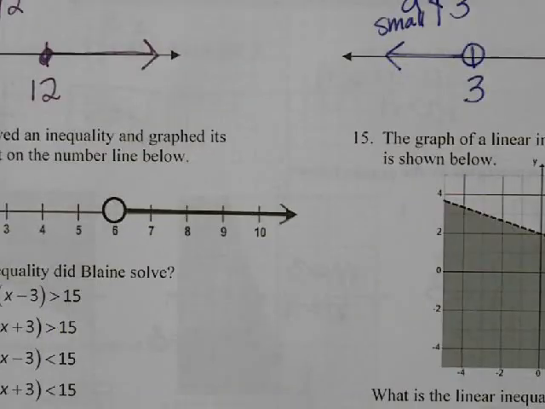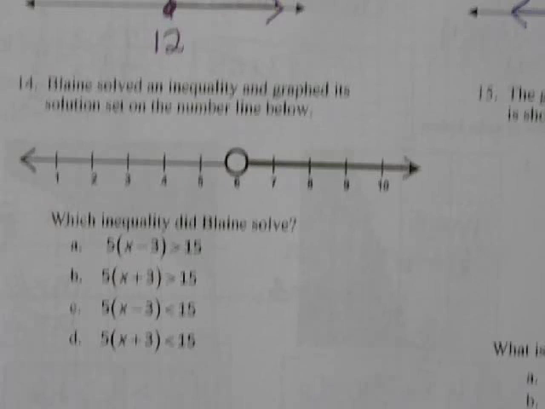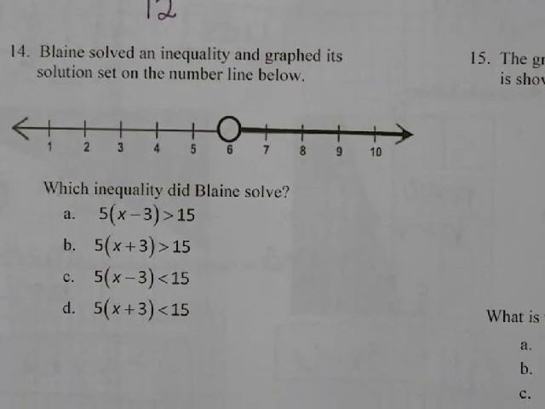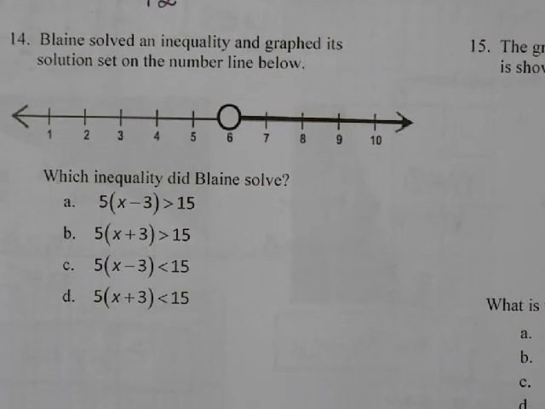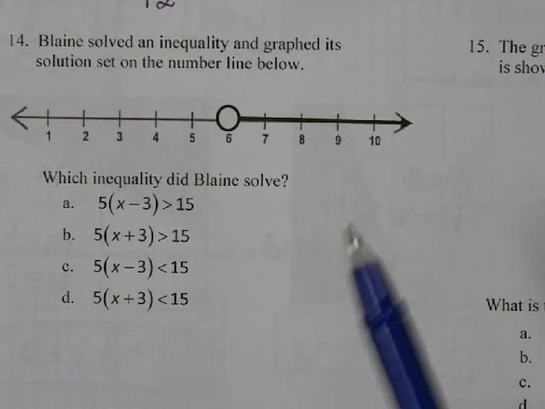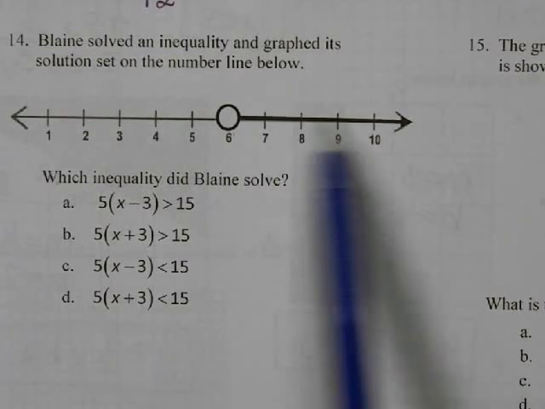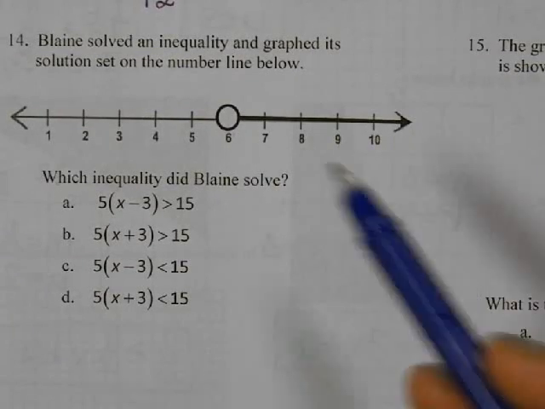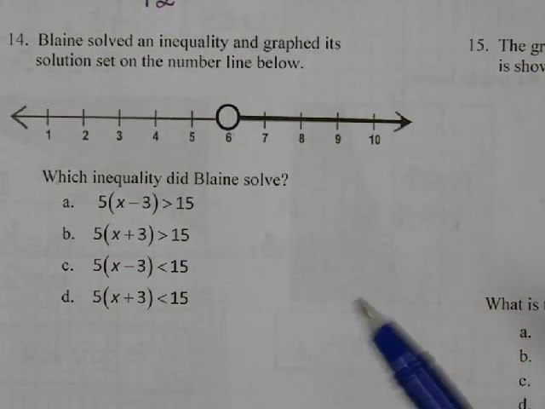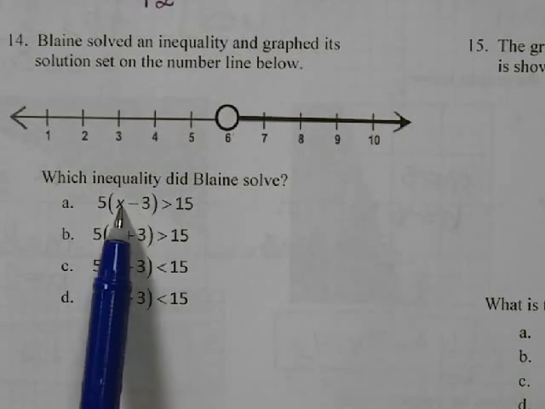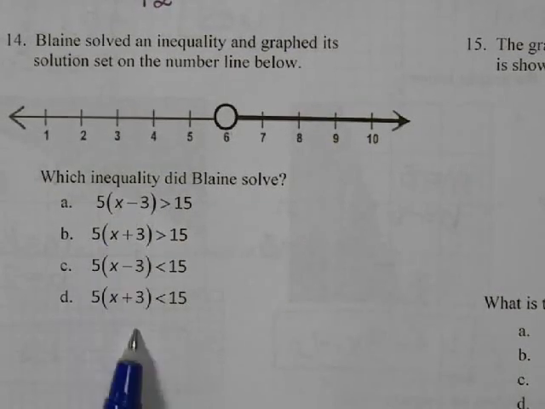Number 14 says that Blaine graphed his inequality on the number line. Which inequality did he solve? So we really just have to decide whether it's an open or a closed dot, and it's shading in the big direction, right? So that means that x has to be on the big side. So x is on this side of these equations.